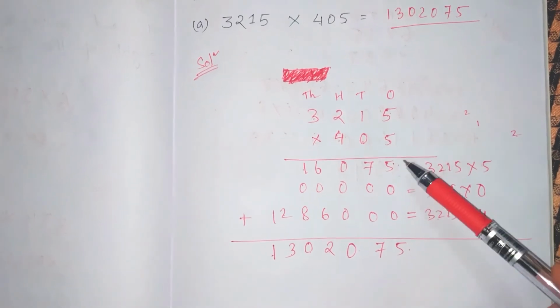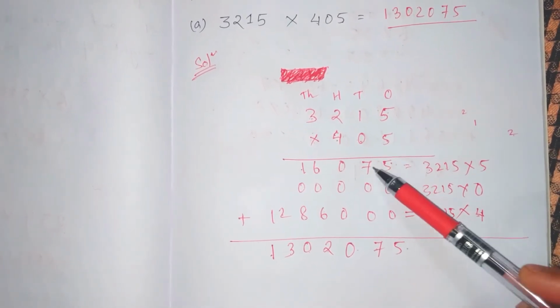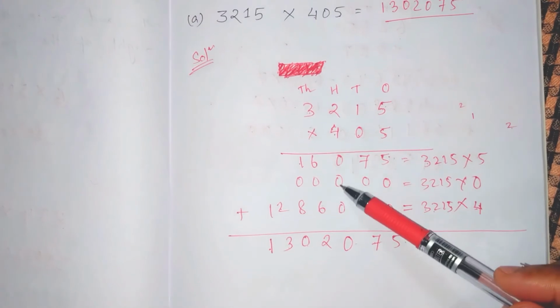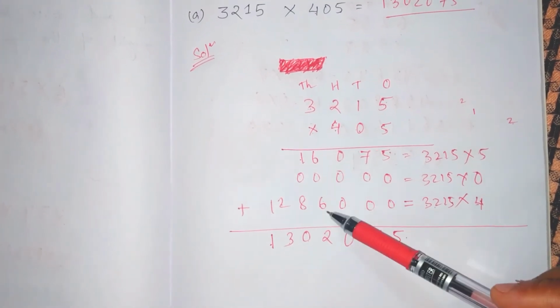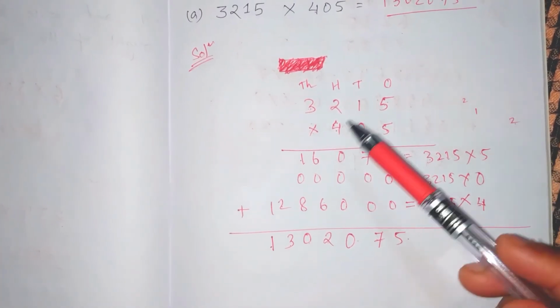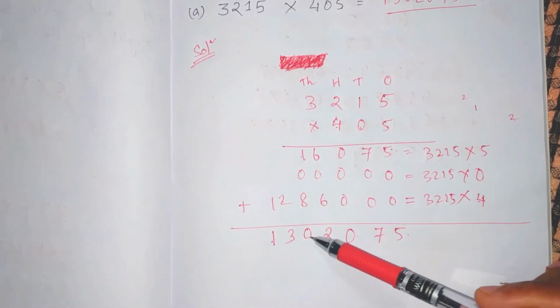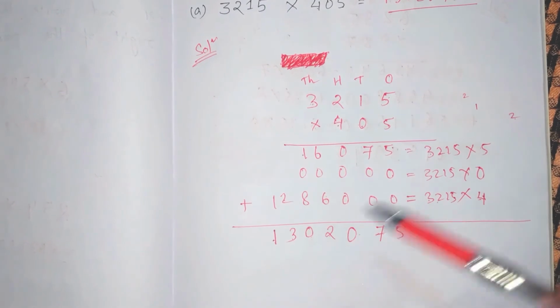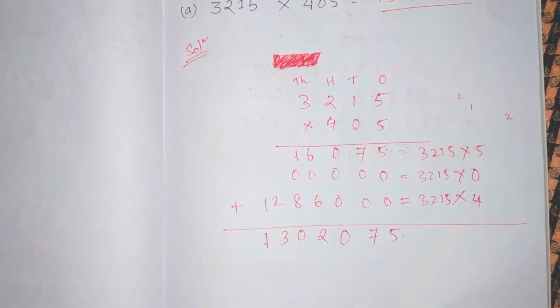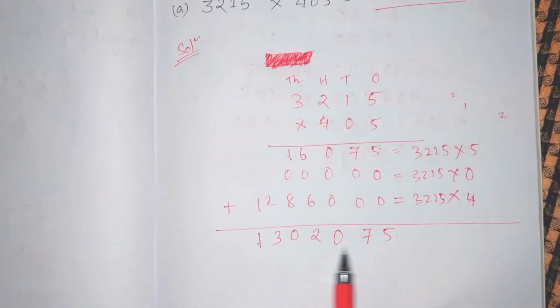So 5 plus 0 is 5. 7 plus 0 is 7. 0 plus 0 is 0. 6 plus 6 is 12, so 2 is written, 1 will be in hand. 8 plus 1 is 9, plus 1 is 10. So 0 I have written, 1 will be in hand. 2 plus 1 is 3, and 1 is written here. So here you have the product of this multiplication.